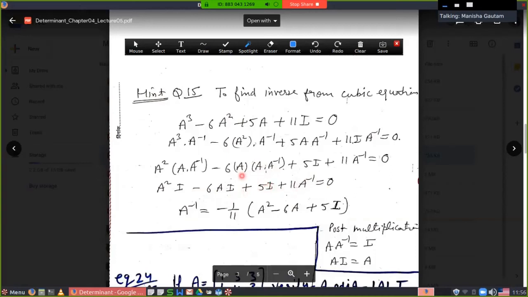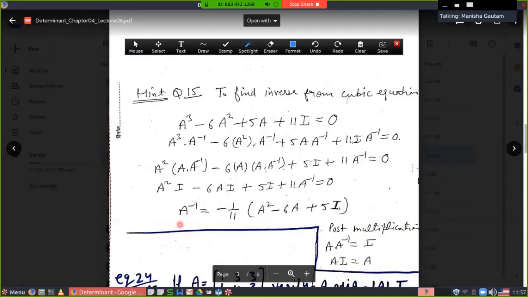Transpose these three terms to the right-hand side. What will you get? A inverse is equal to minus 1 upon 11 times (A squared minus 6A plus 5I). You have taken the minus sign common. That's why here it is minus 1 upon 11. Now you have to just put the value of A squared, 6 times A, and 5I. Simplify this equation and you will get a new matrix. Divide this matrix by minus 11. You will get the A inverse.